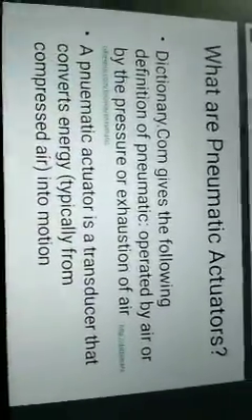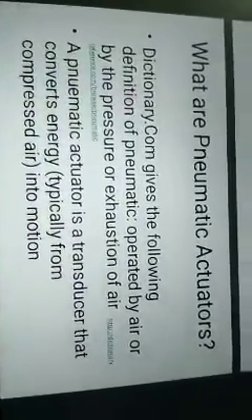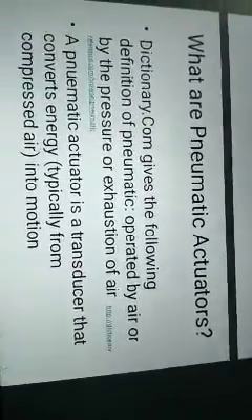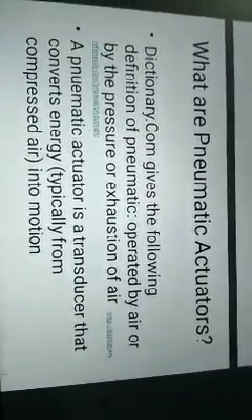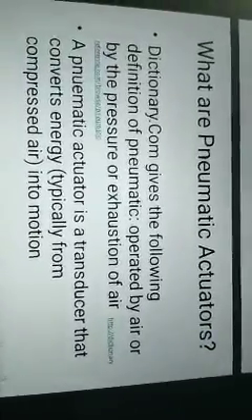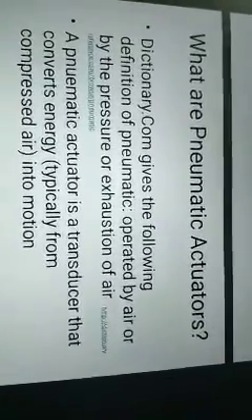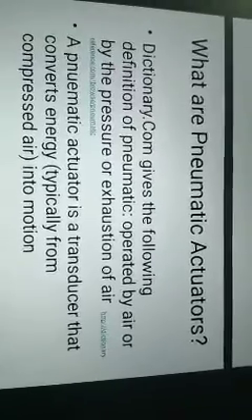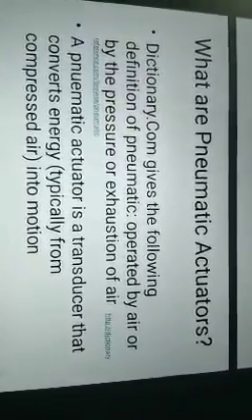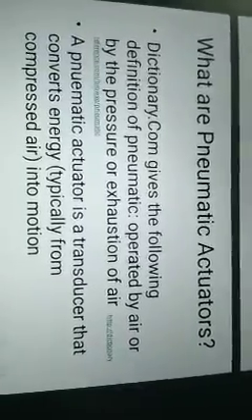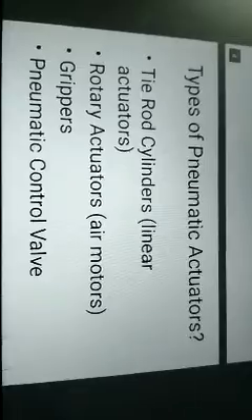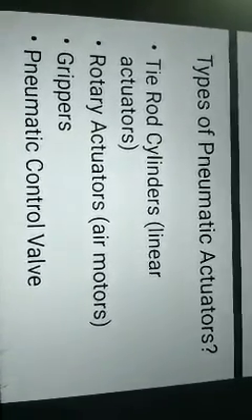Now we come to what pneumatic actuators are. Any part of an actuator or sensor which is operated by air, or controlled by air pressure or exhaustion of air, is termed pneumatic. So a pneumatic actuator is basically a transducer that converts energy, typically from compressed air, into motion. These are the various types of pneumatic actuators that we'll be dealing with.